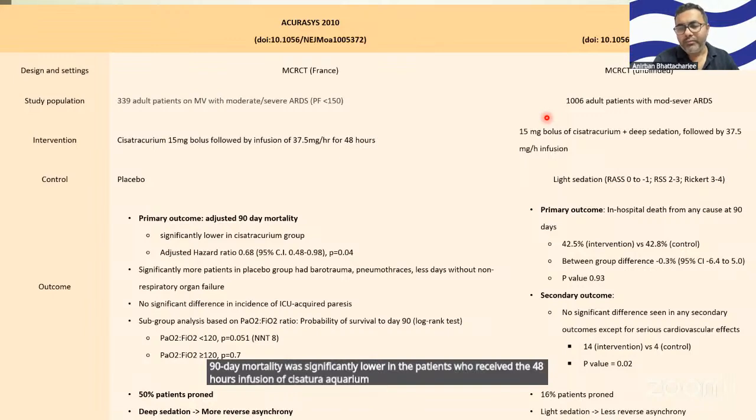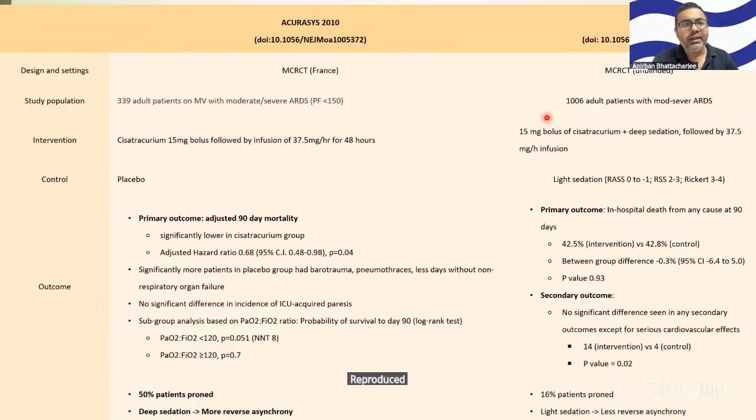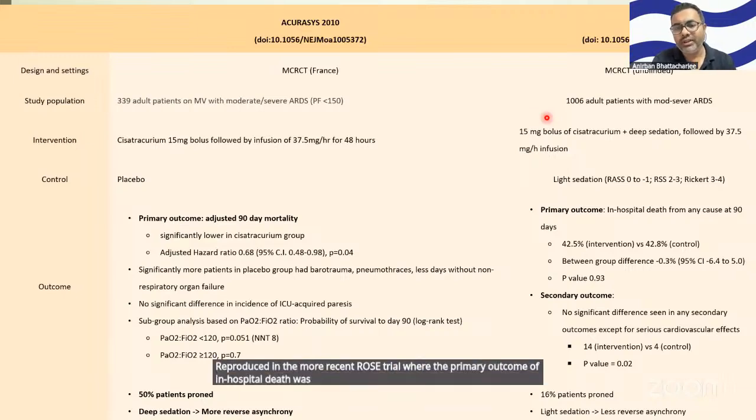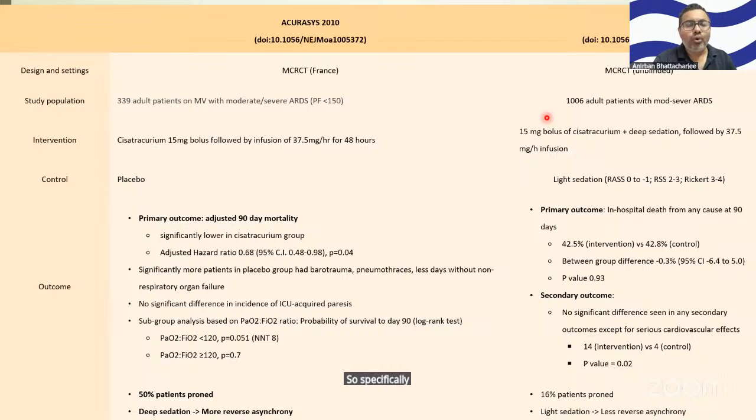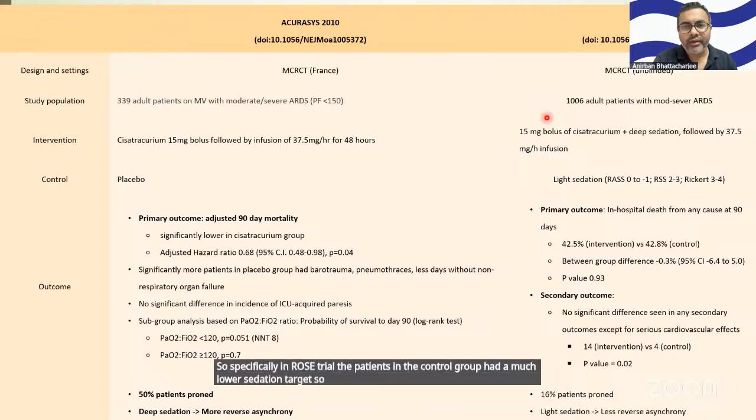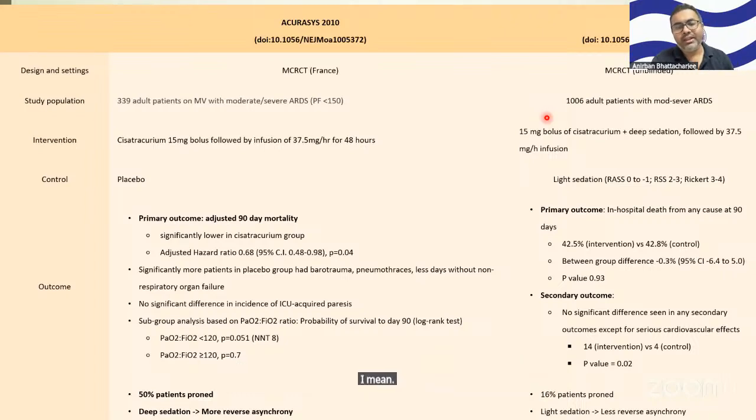It was not reproduced in the more recent ROSE trial, where the primary outcome of in-hospital death at 90 days was not significantly different. What is notable is that there are differences in the methodology of the trials. Specifically, in the ROSE trial, the patients in the control group had a much lower sedation target, so they were lightly sedated. Whereas in the ACURASYS trial, the patients in the control group were deeply sedated with much higher sedation scales.